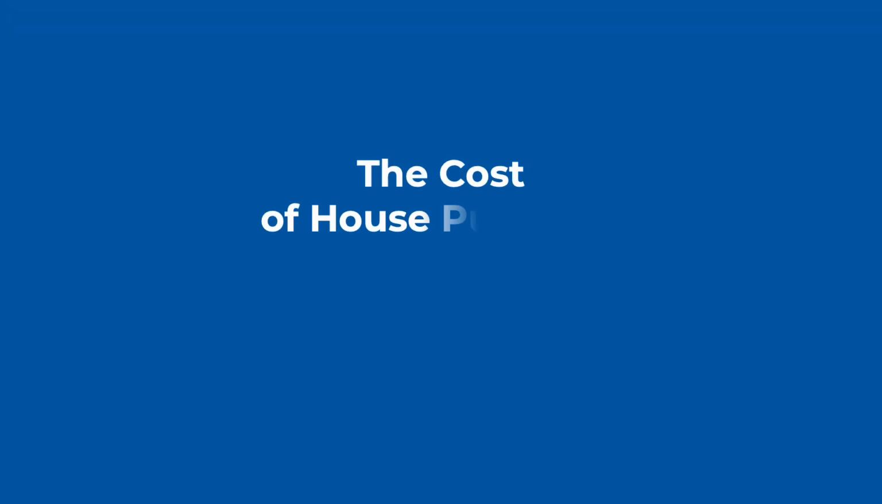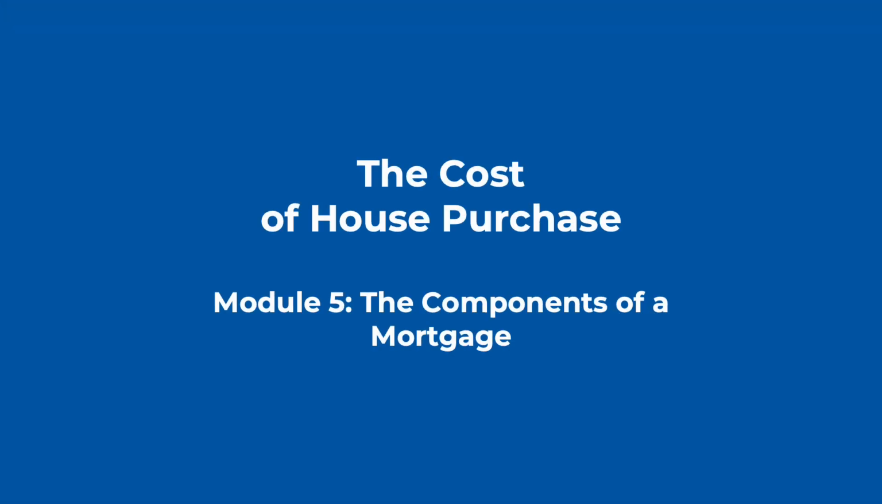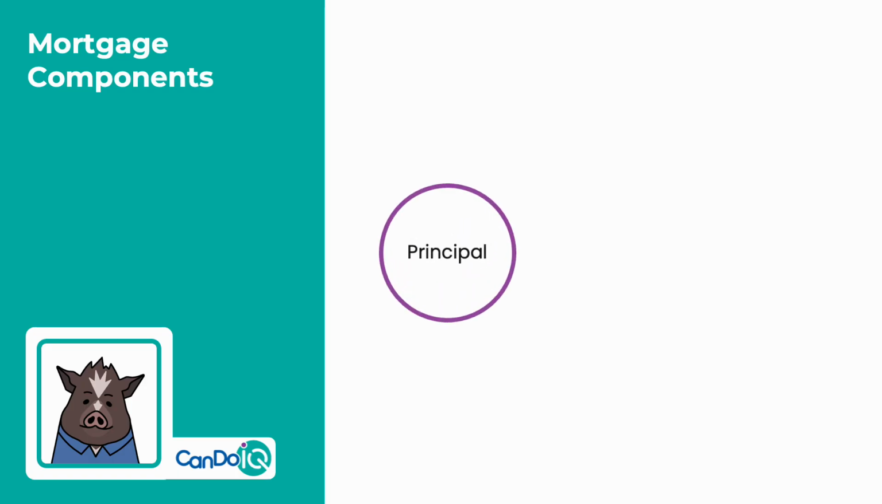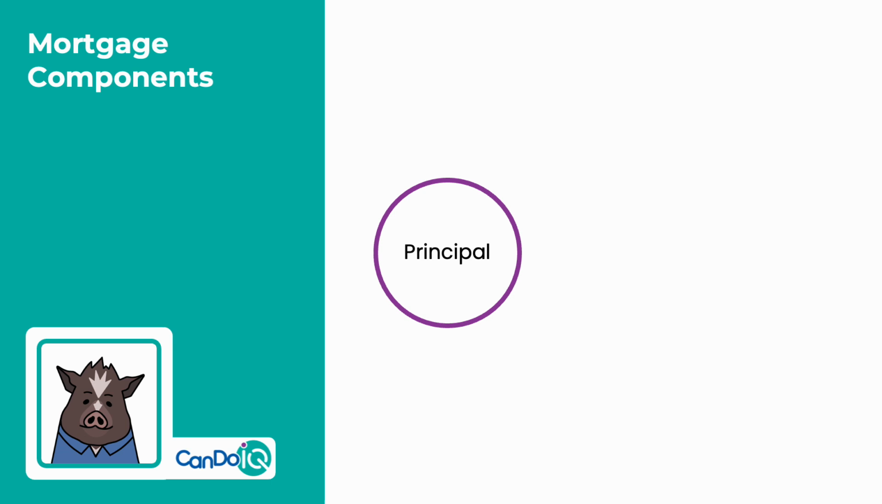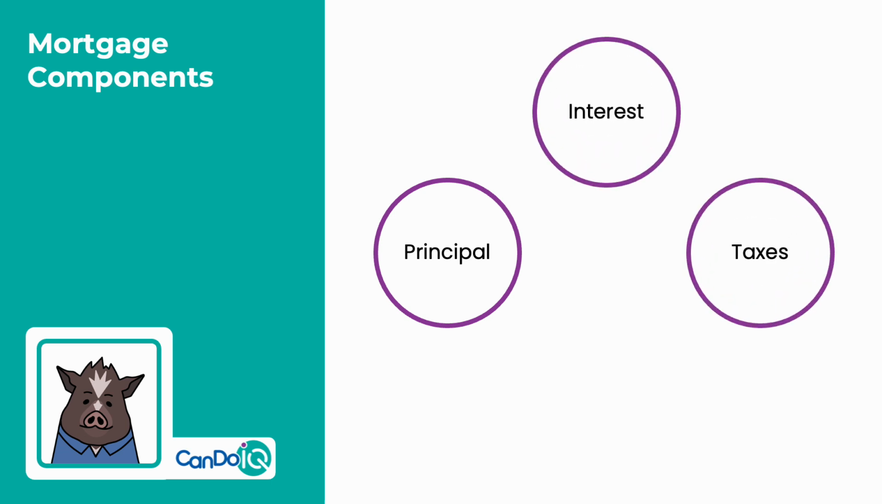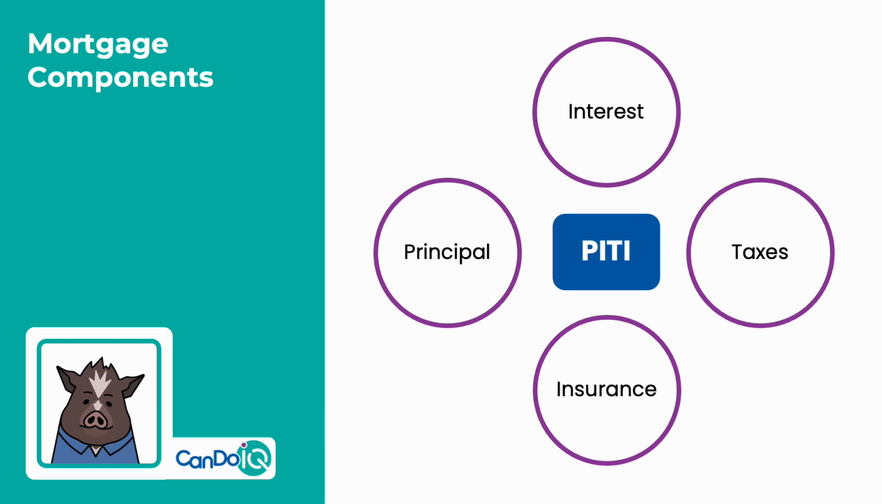The cost of house purchase, Module 5, the components of a mortgage. There are 4 main components to a mortgage: the principal, interest, taxes, and insurance. This is often referred to as PITI. In this section, we'll go over the principal and the interest.